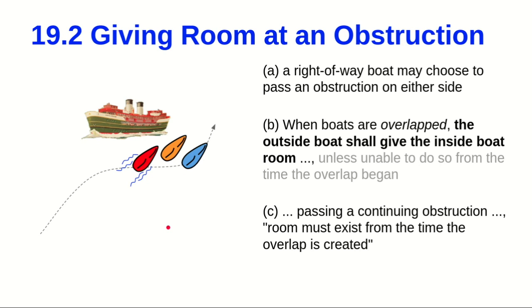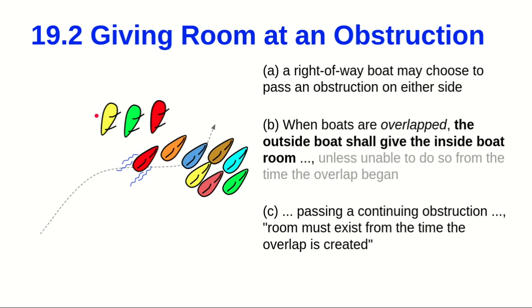How about now? Red sticks a nose in as these two boats are passing a Manly ferry, a big, long, continuing boat. A boat, no matter how long it is, is never a continuing obstruction by definition. So in this situation, red has stuck a nose in between orange and an obstruction. Orange and blue, if they're able to, must give red room at this obstruction. Of course, they might not be able to because there's a whole bunch of other boats down here or another island or something to that extent, in which case, if they were unable to do so from the time the overlap began, they don't have to.